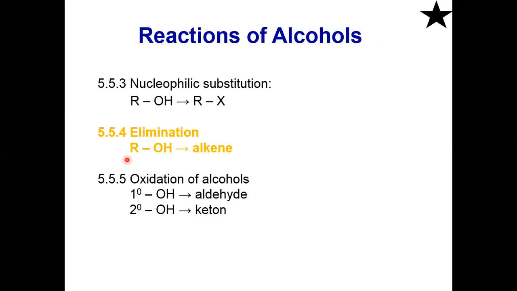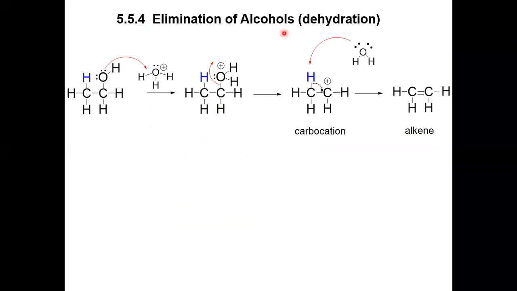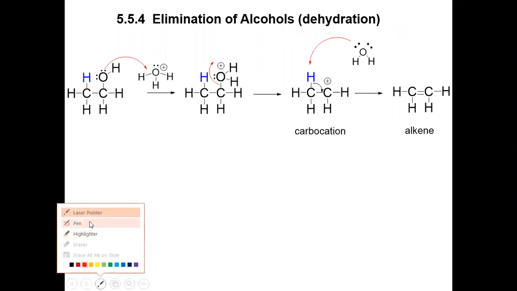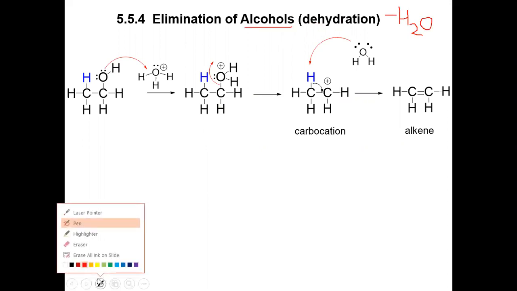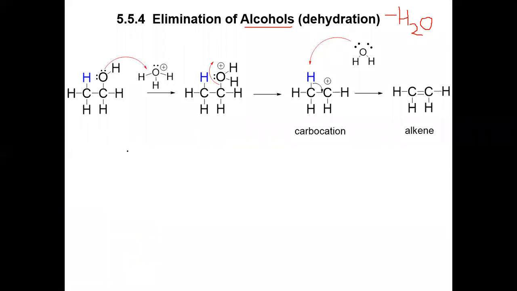The second reaction of alcohol, elimination. Your alcohol is converted into alkene. Elimination of alcohol, or we call it dehydration. Maksudnya kita buang air. We eliminate an H2O from an alcohol. So we will look through the reactions involved, the mechanism behind the conversion from alcohol into an alkene.